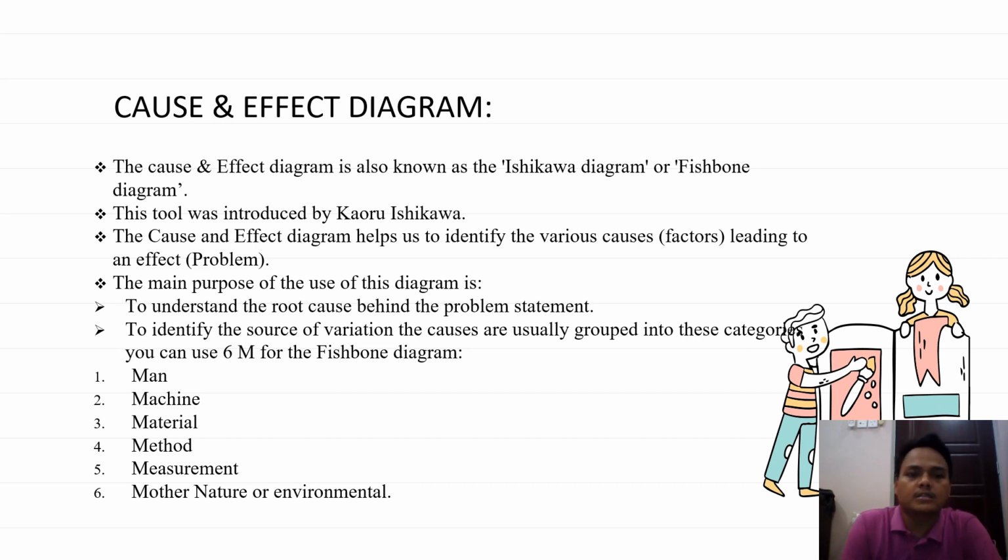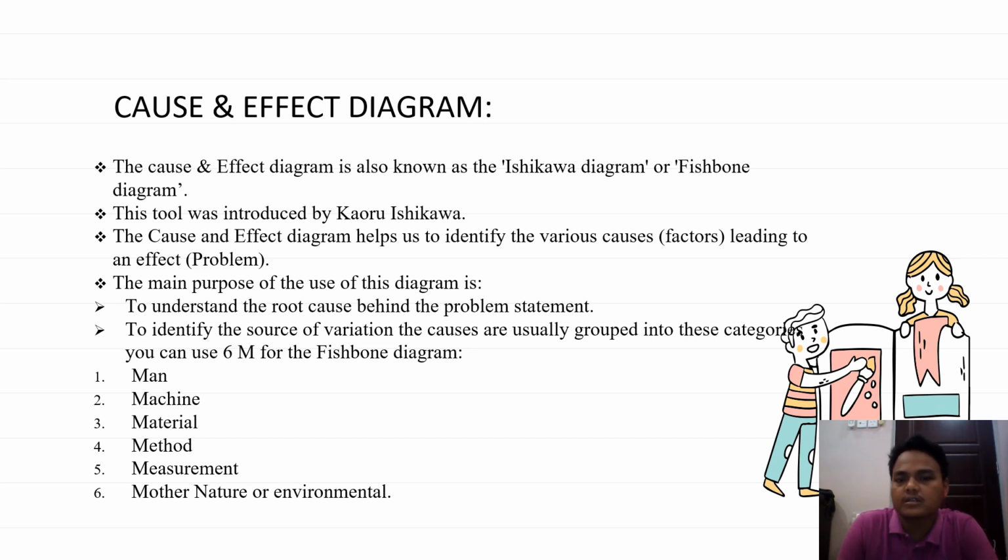The meaning is the cause and effect diagram is also known as the Ishikawa diagram or fishbone diagram. This tool was introduced by Kaoru Ishikawa. The cause and effect diagram helps us to identify the various causes, factors leading to an effect, the problem. The main purpose of the use of this diagram is to understand the root cause behind the problem statement. Second, to identify the source of variation.